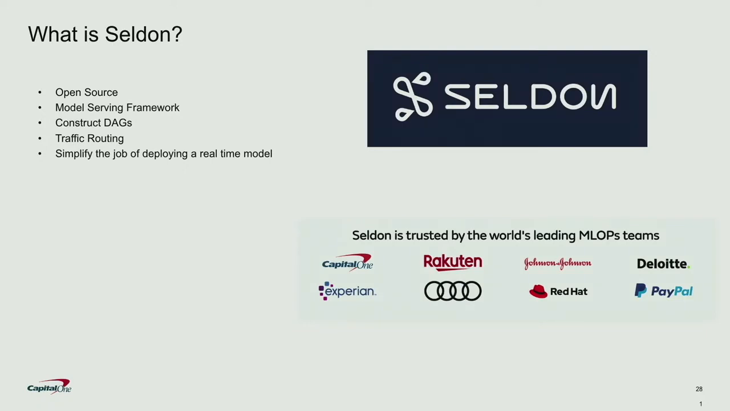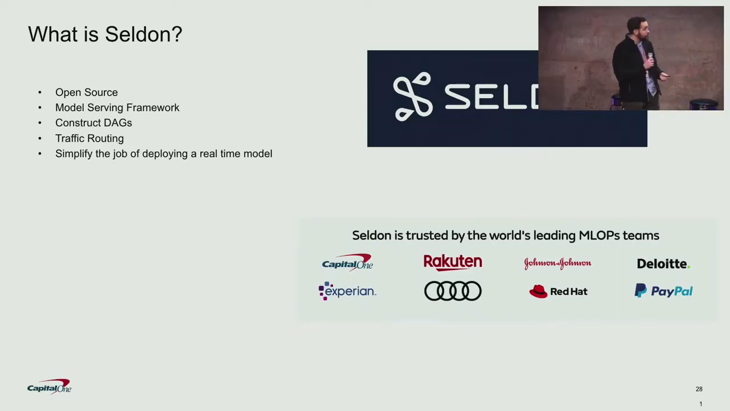So Seldon here is a really mature product in the industry that we use, and it is based on Kubernetes. It is open source. It is a way of serving models and constructing a directed acyclic graph, a DAG. So input transformers go to two separate models, go to output transformers and things like that. It does a lot of cool traffic routing things like A/B testing, which we learned about earlier, multi-arm bandits, traffic mirroring, a lot of cool stuff. And it overall simplifies the job of deploying a model in a real-time environment.